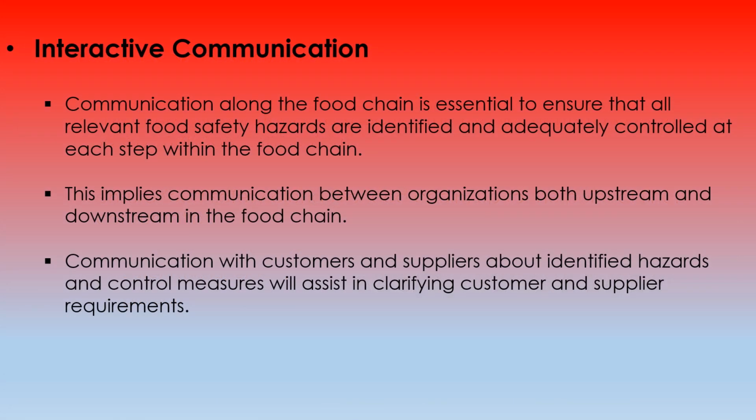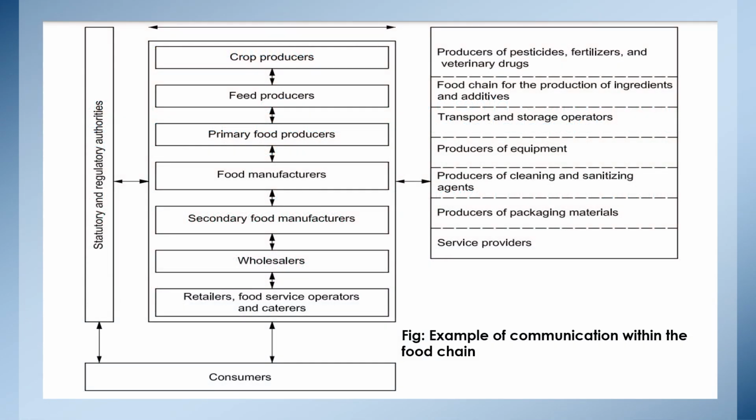First, coming on to the interactive communication. Communication along the food chain is essential to ensure that all relevant food safety hazards are identified and adequately controlled at each step within the food chain. This implies communication between organizations both upstream and downstream in the food chain. This is the example of communication within the food chain. As we can see, statutory and regulatory authorities are interconnected with all the producers and manufacturers and consumers also.